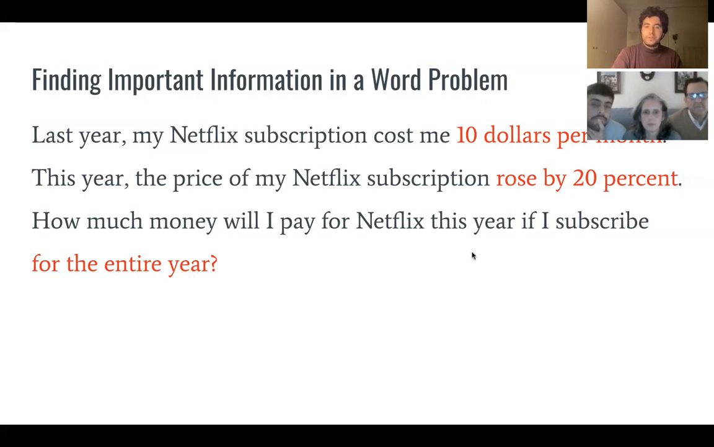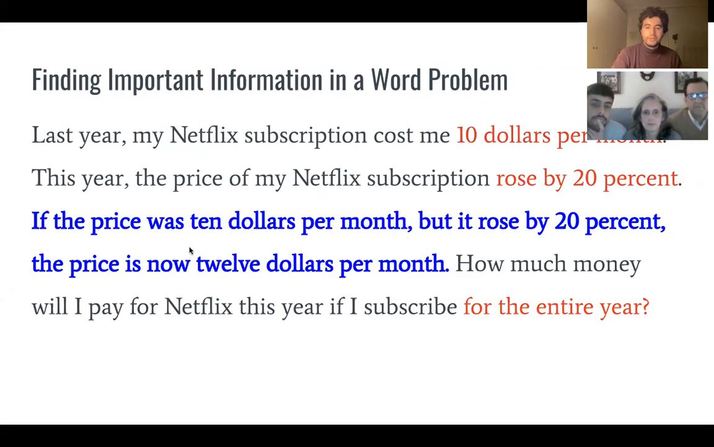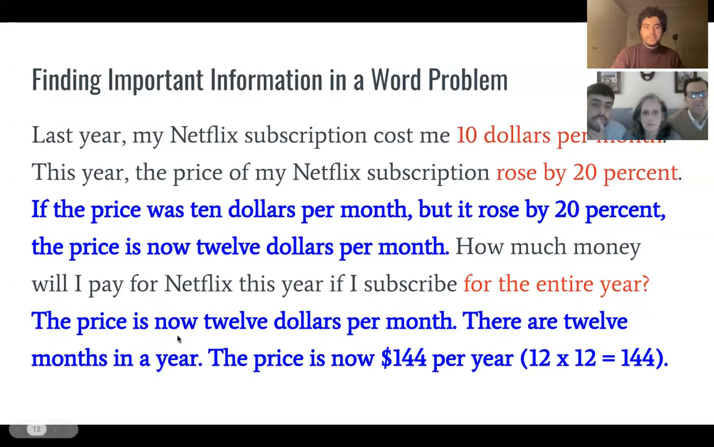So from the first 2 pieces of information, you can learn that if the price was $10 per month, but it rose by 20%, the price is now $12 per month. But then this third piece of information is what you need to know to figure out the price for the entire year, because the price is now $12 per month and there are 12 months in a year.